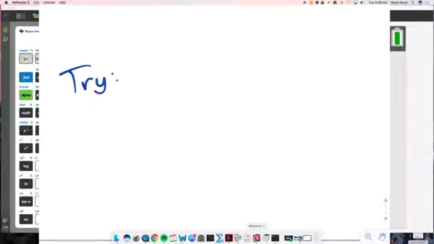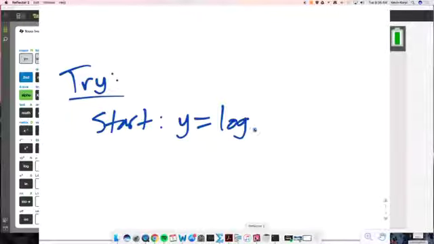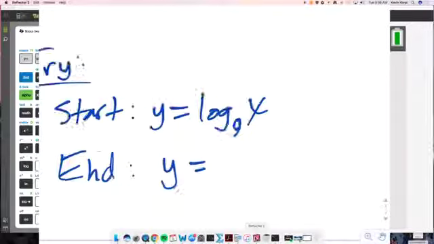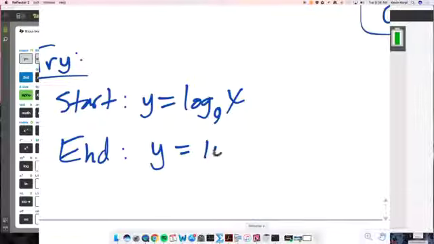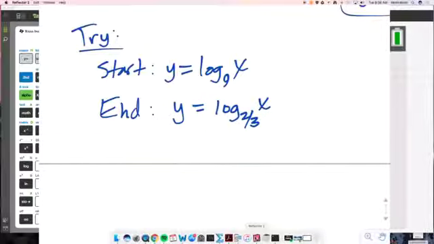Let's give you all a chance to do this one on your own. So try it by yourself. We want to start with, let's say y equals log base 9 of x, and we want to end with, turn it into a y equals a log base 2/3 of x. What is the value of a?